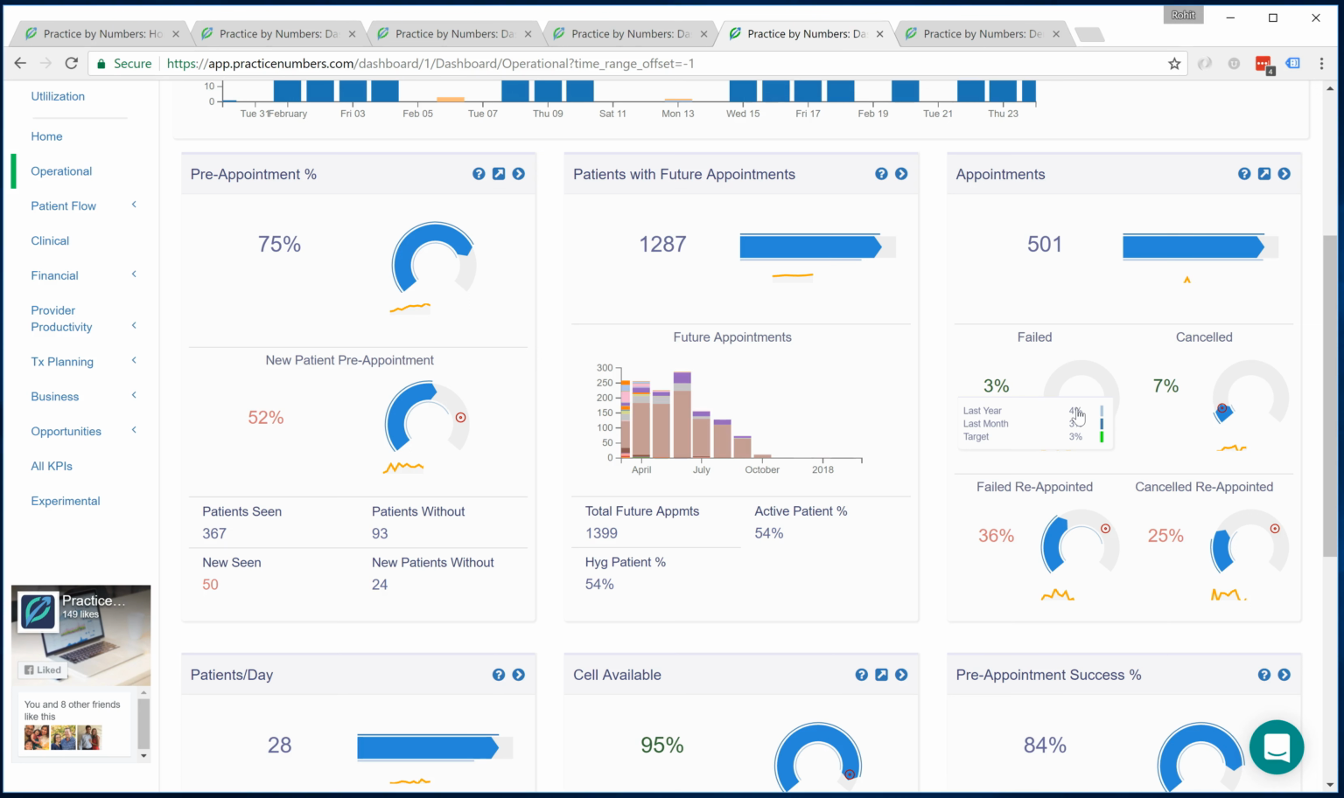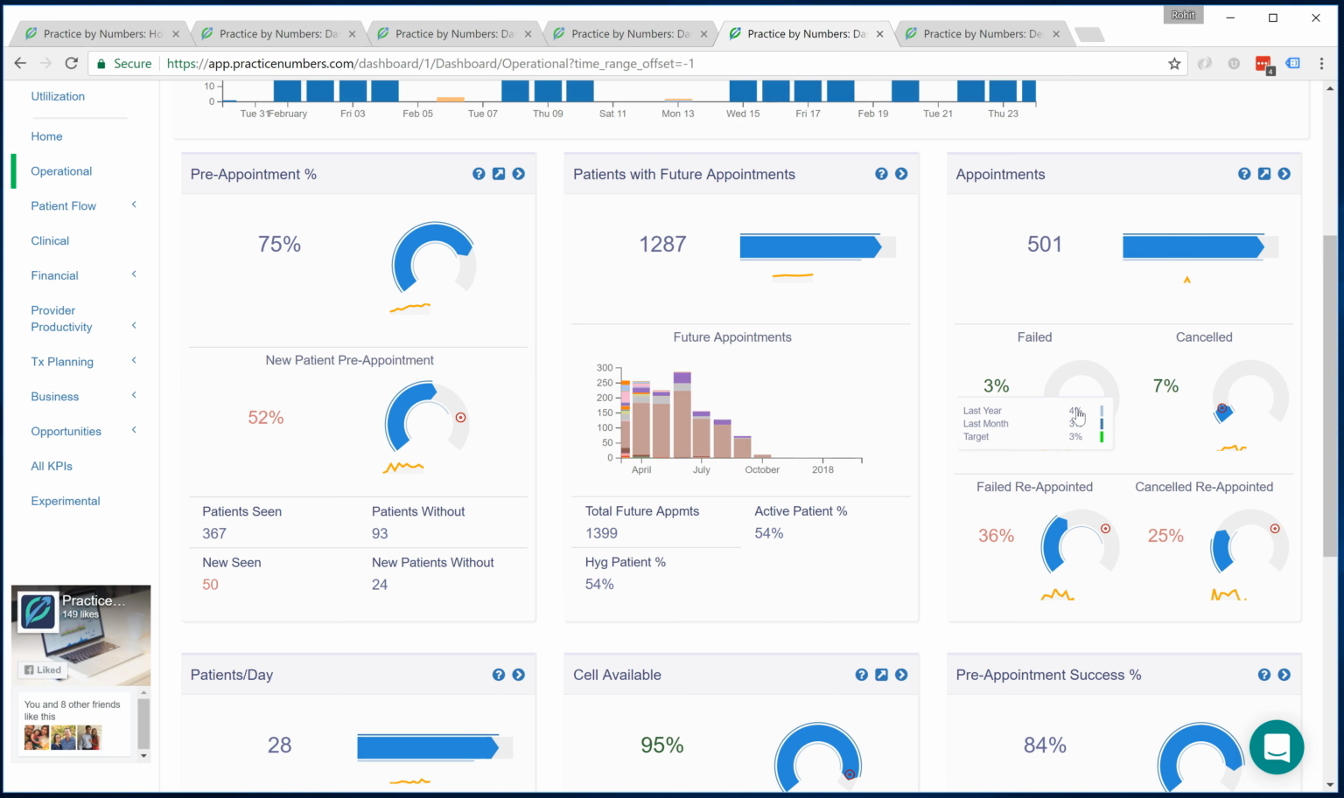Now, understanding the difference between failed and canceled appointments is extremely important. Remember, the failed appointments are the ones that no-showed. These are the people who did not show for their appointment, or these are the people who canceled last minute. We call them failed or broken appointments. And anybody who canceled last minute or didn't show up for their appointment would be considered a failed appointment.